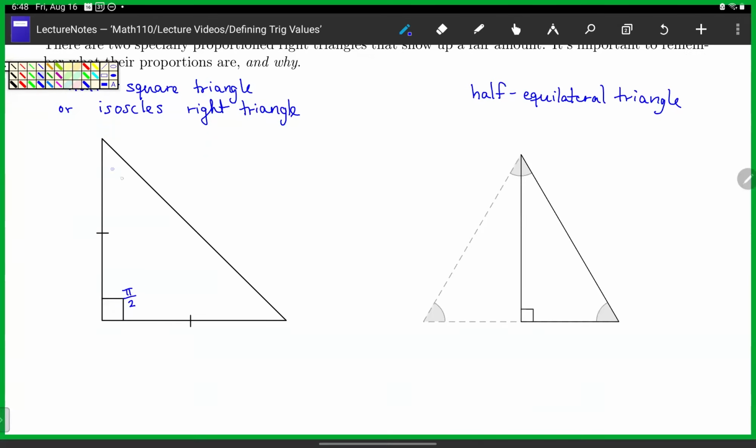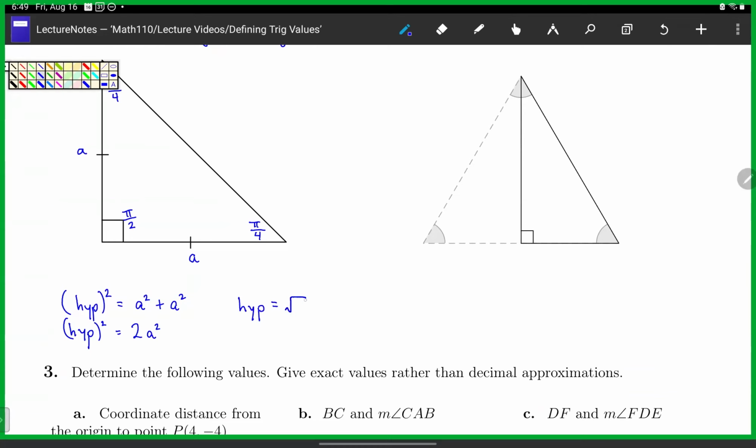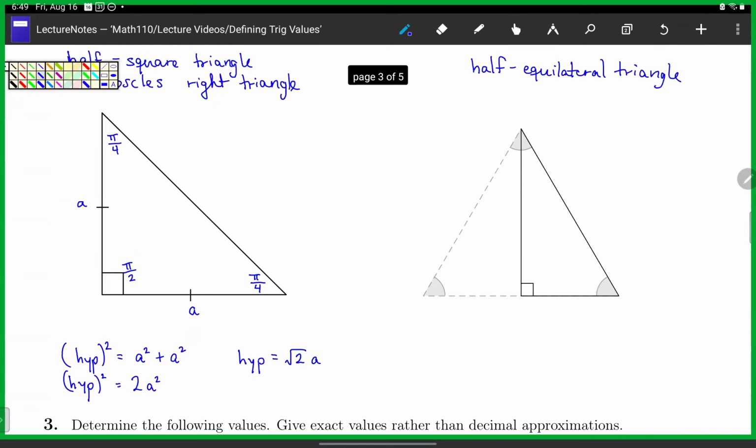Then we can use the Pythagorean theorem to say that the hypotenuse squared is equal to a squared plus a squared. So that tells us that the hypotenuse squared is 2 times a squared. So the hypotenuse is the square root of 2 times the side length a, or I often write it as a times the square root of 2. So square root of 2 is approximately 1.4. So whatever the side length is of the two legs, the hypotenuse is approximately 1.4 times that side length. That's true of all of these isosceles right triangles.